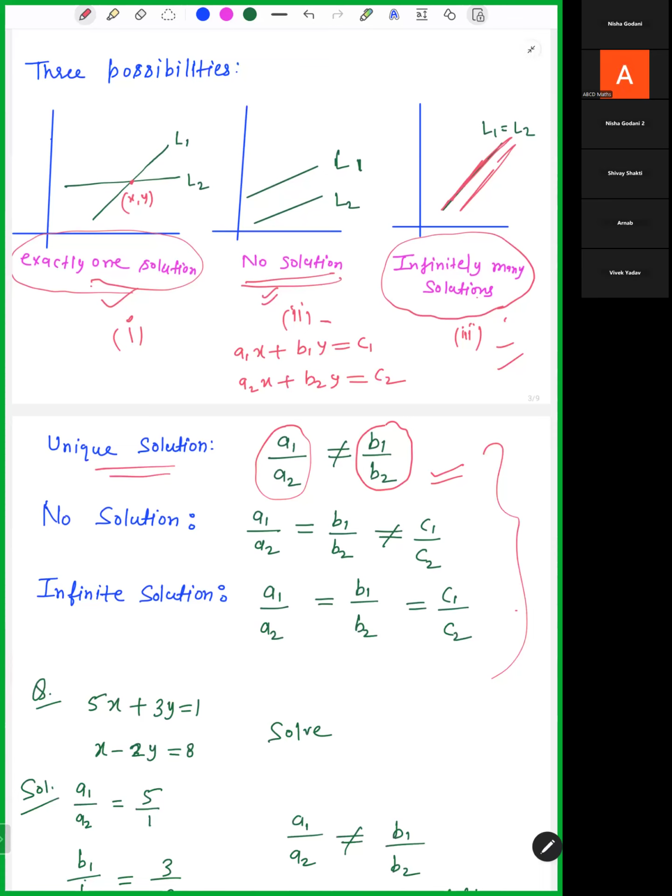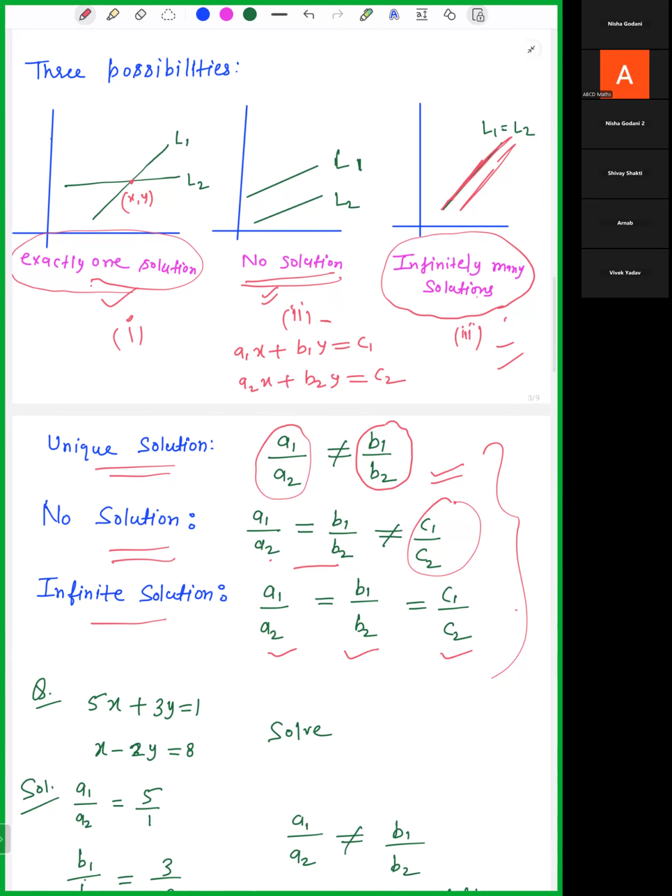But if a1 upon a2 is equal to b1 upon b2, but this is not equal to c1 upon c2, this means there is no solution. So in this case, no solution exists. And if all these ratios, a1 upon a2, b1 upon b2, and c1 upon c2, are the same, then we say that the system has infinite solutions. So geometrically, and in this way also, you can find the ratios and determine what the possibility for solution is.